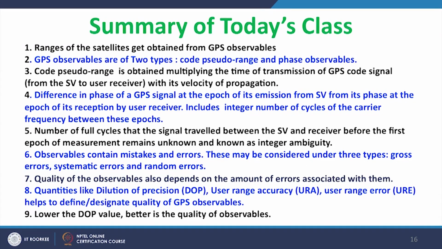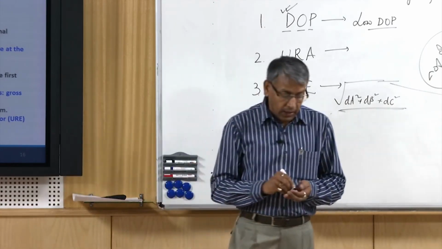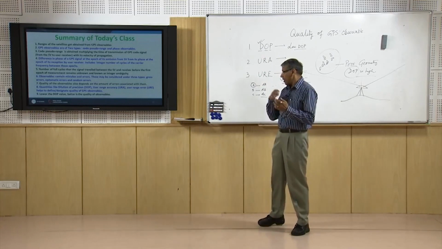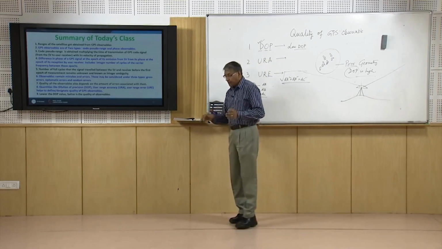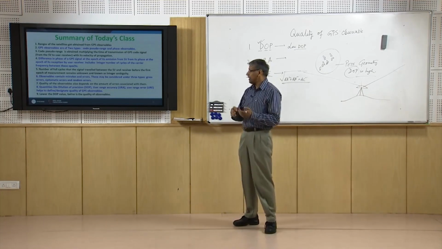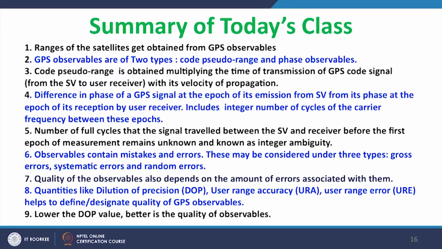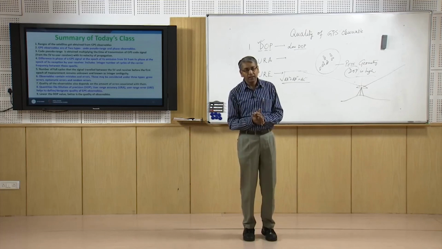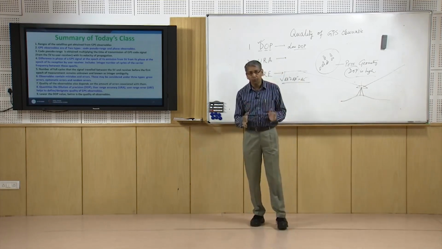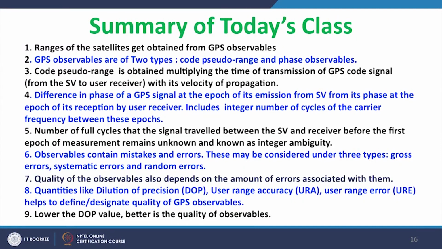From these two, using code pseudo range we get code positioning, and subsequently we use phase pseudo range positioning to find out the position. These observables are fraught with errors, and these errors have to be removed or minimized before we go for processing, and the quality of the GPS observable will depend on how much error it is associated with.